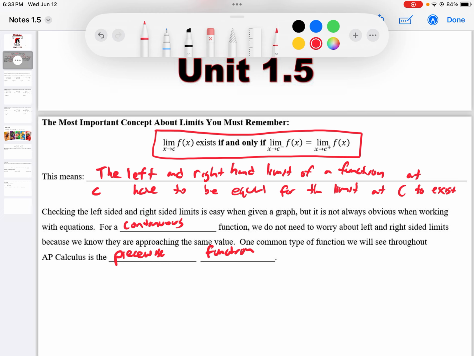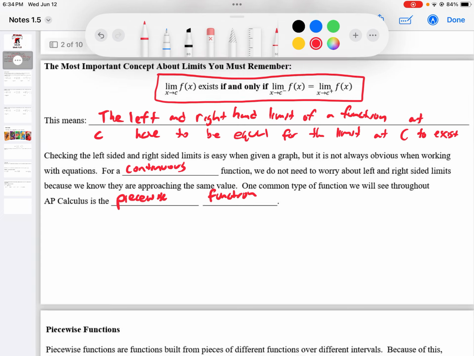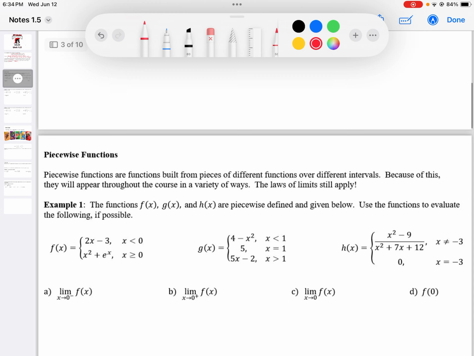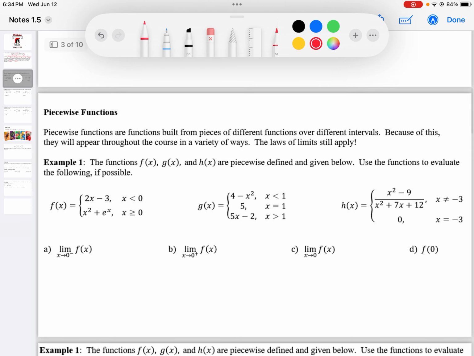So you might remember from your previous math classes what it means to be piecewise. Piecewise functions are functions built from pieces of different functions over different intervals. Because of this, they will appear throughout the course in a variety of ways. The laws of limits still apply. So we have three different piecewise functions. This one's going to be the f function, the g function, and the h function.